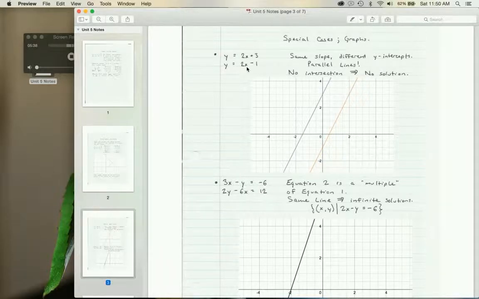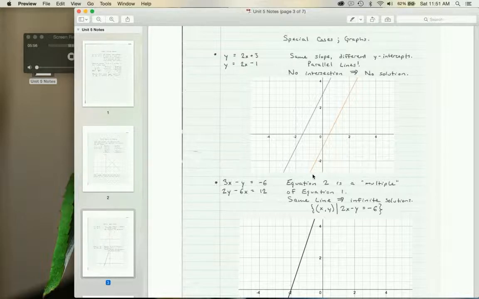To draw the graph of my second equation, 2x minus 1, I would plot my y-intercept, which is negative 1, and then once again I would go up 2 and over 1 because the slope is also 2 over 1. That would give me this point, and I would connect them to draw this line.